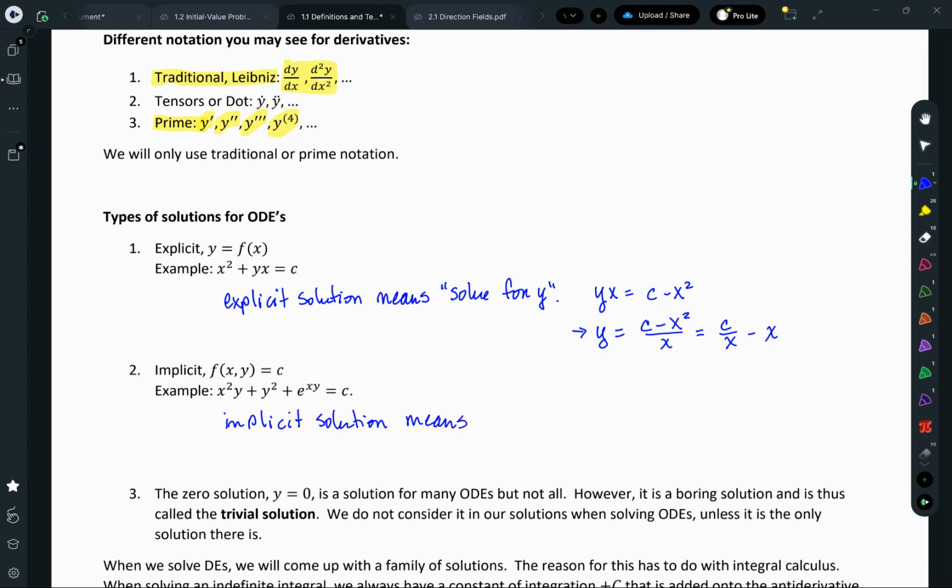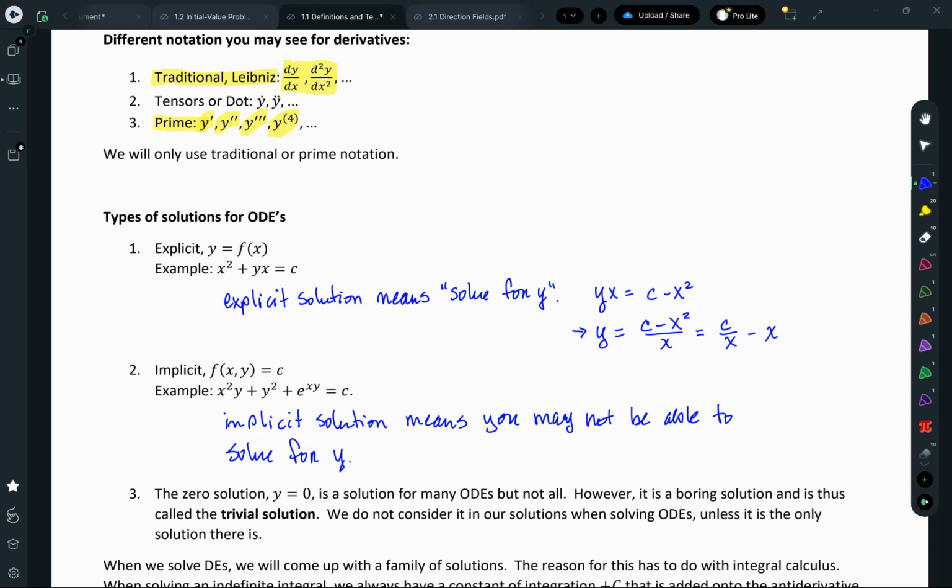And so an implicit solution means you, and I'm going to use the words may not, be able to solve for y. And I say may not because you may be asked for an implicit solution even when you could get an explicit solution. So it's basically saving you the work, okay?